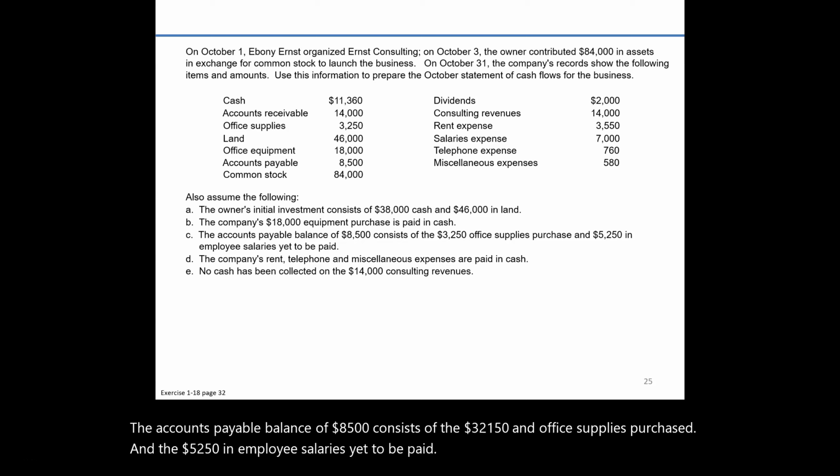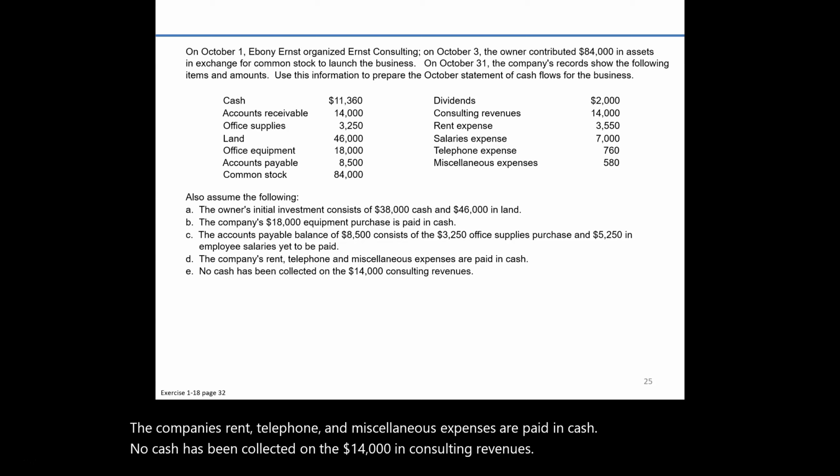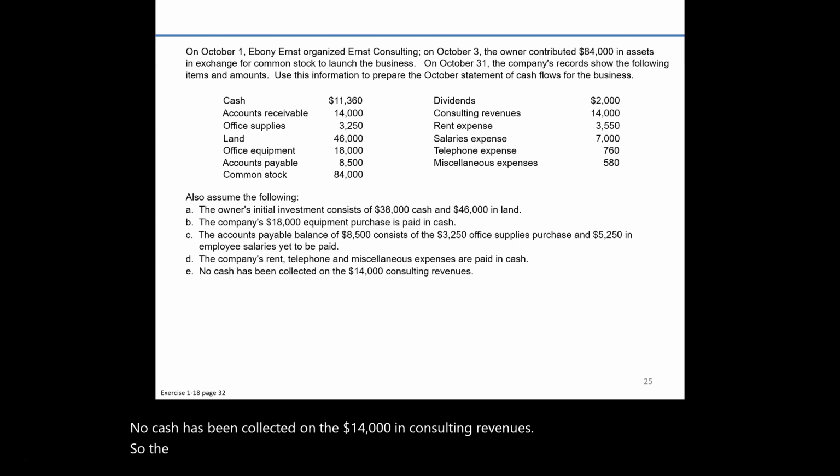D, the company's rent, telephone, and miscellaneous expenses are paid in cash. E, no cash has been collected on the $14,000 in consulting revenues. So the cash in this case is coming from the owner, and that would be the $38,000 being contributed. This is considered a financing activity. The purchase of the equipment, which is being paid in cash, is a use of cash or a cash outflow, and it's an investing activity.